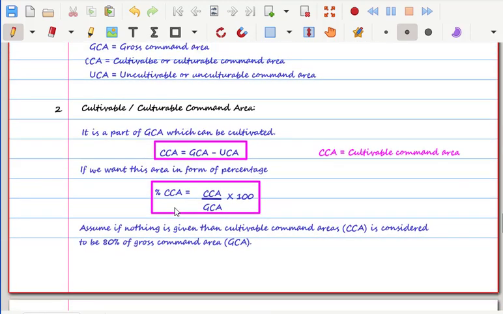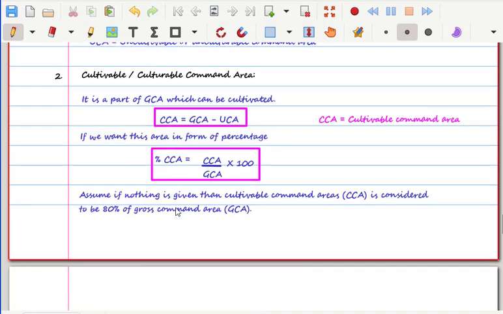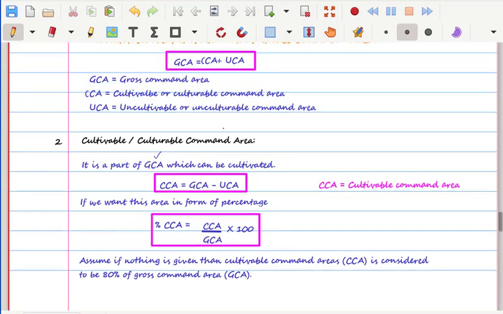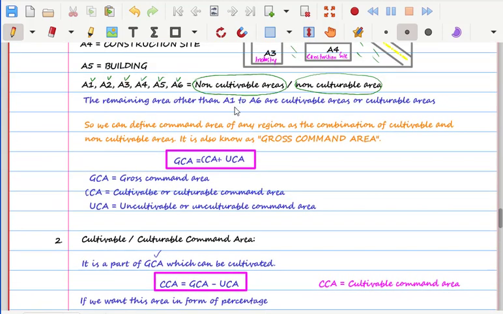The second term is cultivable or culturable command area. We have already discussed it. So what is cultivable or culturable command area? It is a part of the gross command area which can be cultivated, right? So what is going to be the mathematical form of cultivable command area? Obviously you can take it from here.